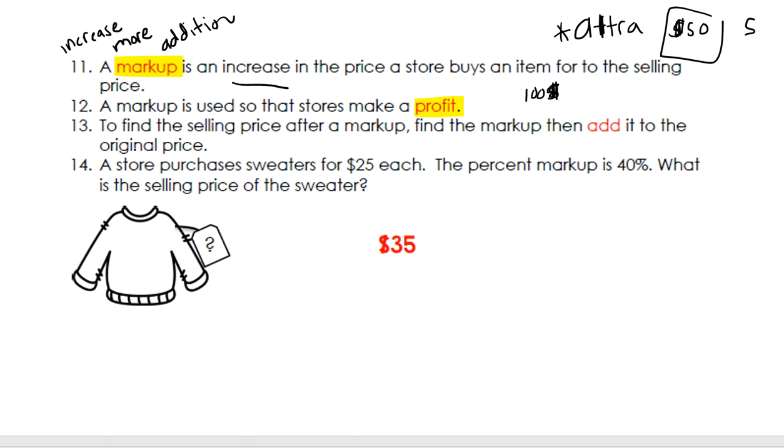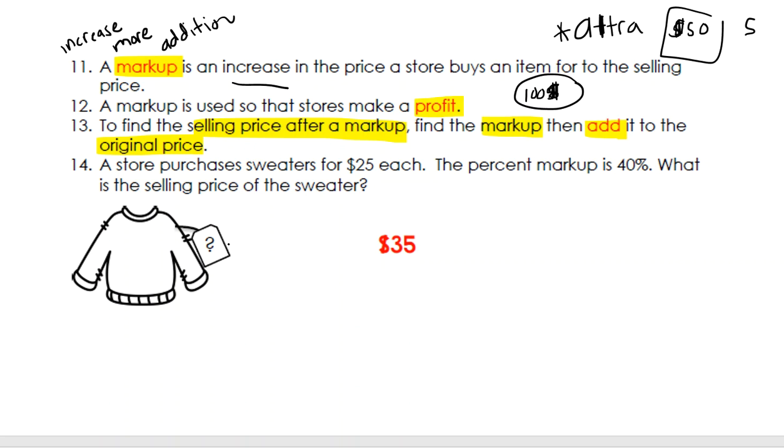Okay, to find the selling price after a markup, find the markup, then add it to the original price. So just like in the example I gave you, if the original price of the shoes was $50 and I was marking them up another $50, the selling price after the markup was $100.